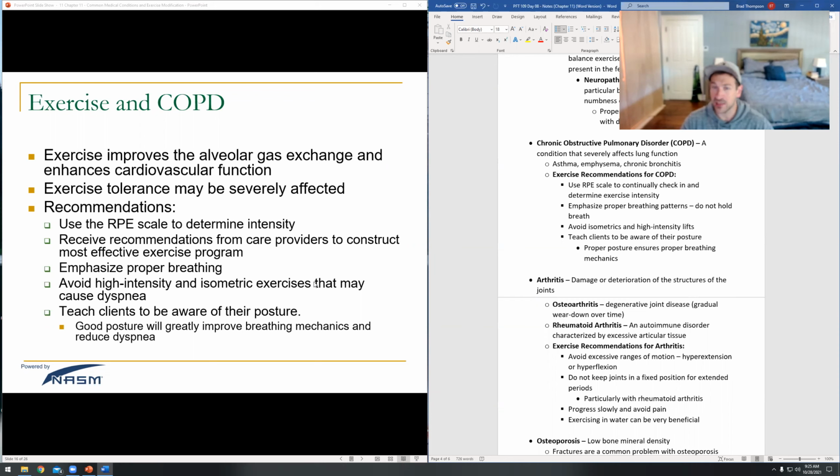If they're at a 7 or 8, they're in a pretty good spot. So ensuring proper breathing patterns and checking in with them is a good way to make sure that they're not going to get out of breath.